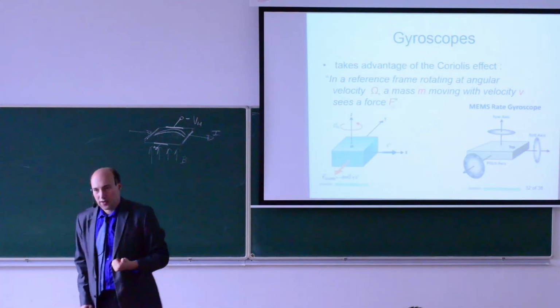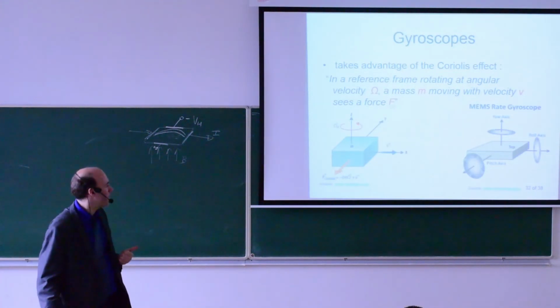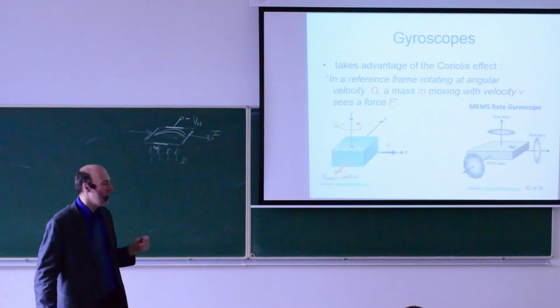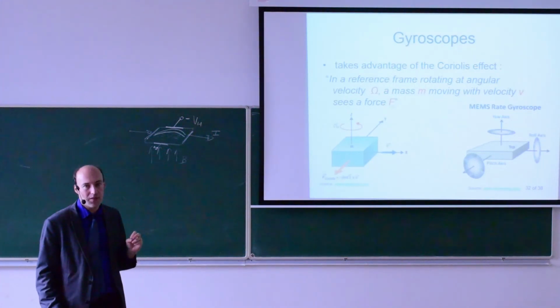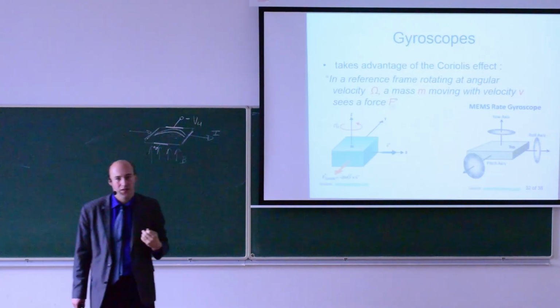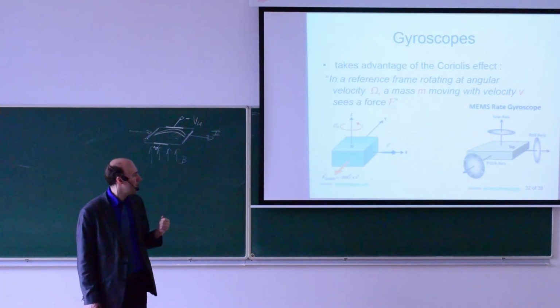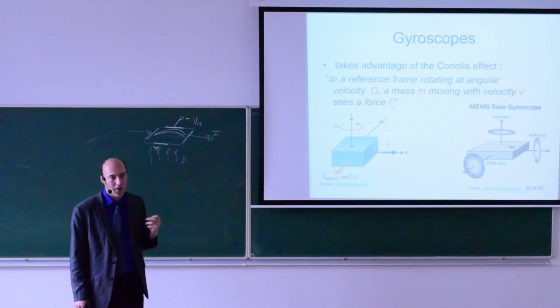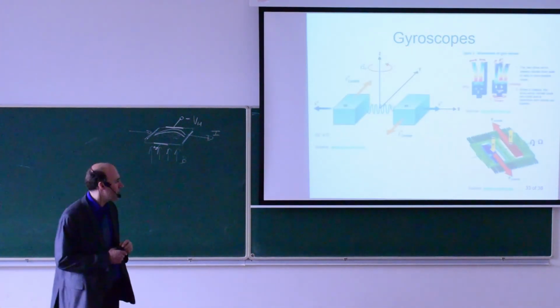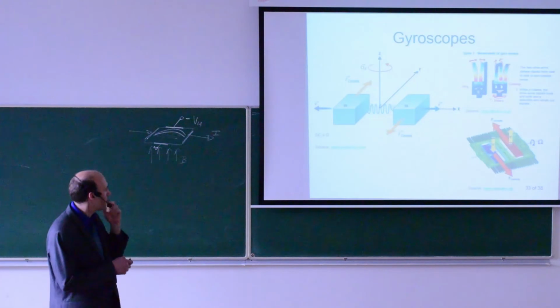We can measure the effect of the force in the same way as we did for an accelerometer. If this mass is attached on a beam, then we can measure how the distance of this mass is changing relative to a fixed frame. So a gyroscope, based on this principle, is working like this.